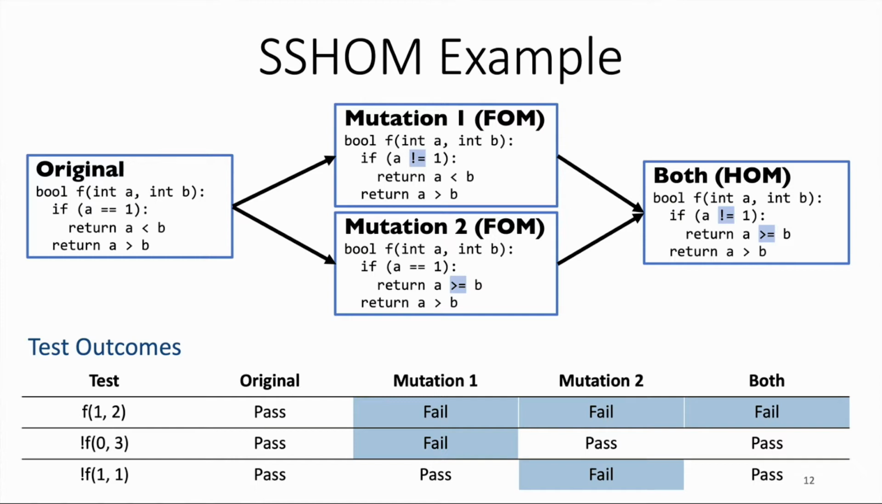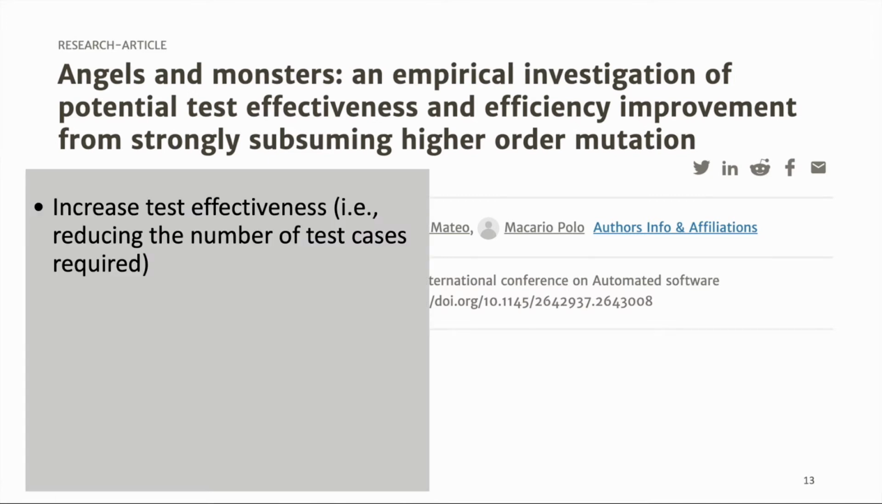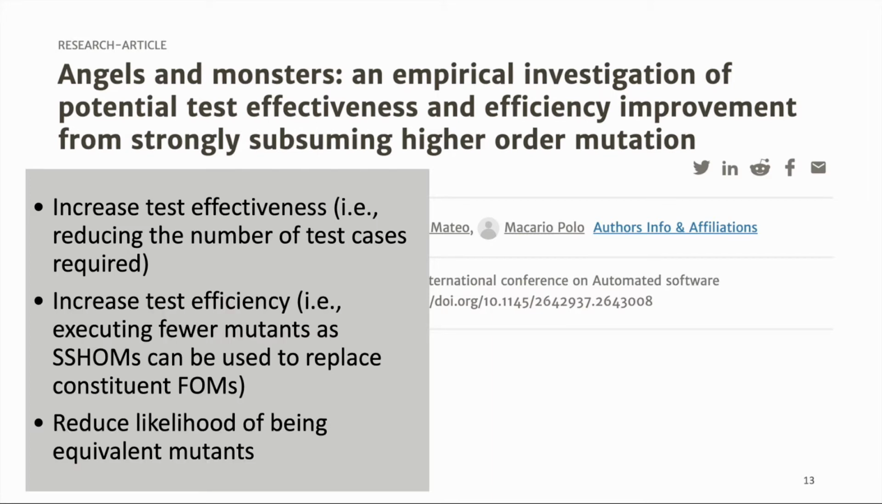You can find a formal definition of strongly subsuming higher-order mutants in our paper or in earlier studies, but intuitively, they are made of first-order mutants that interact in such a way that the strongly subsuming higher-order mutant is more subtle and harder to kill. Studies have shown that strongly subsuming higher-order mutants have several benefits, such as increasing test effectiveness, increasing test efficiency, and reducing the likelihood of being equivalent mutants.